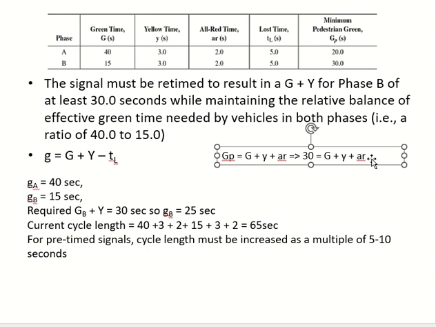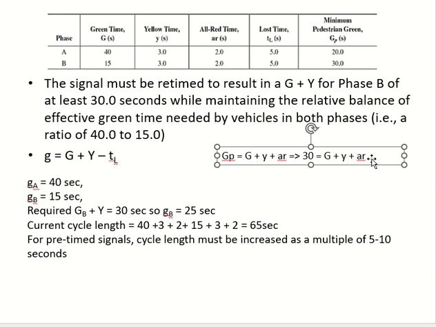Out of these 3 values, which one can I change? Green. Yellow and all red we don't change. They have separate calculations, they have equations for that. They depend upon something else, not traffic. So we don't touch them, we just change the green time.